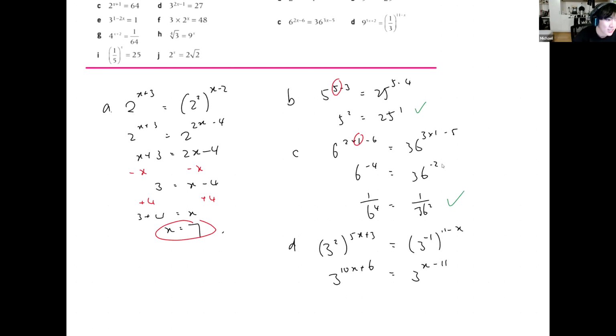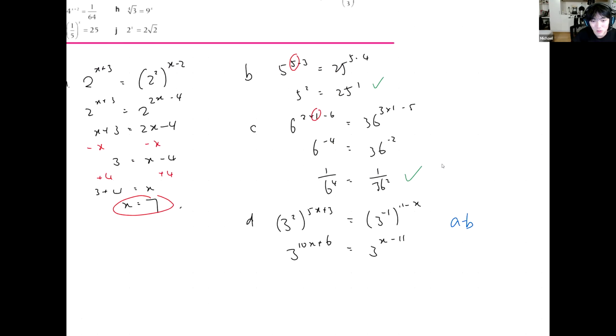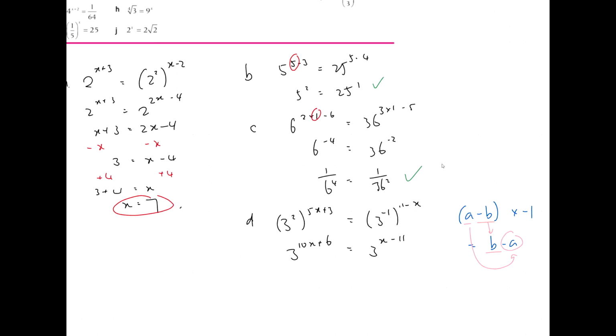Oh, quick tip here. If we have something in the form of a minus b and we want to multiply this by negative 1, this is simply b minus a. Okay, swap the order. Why is it true? Negative b becomes positive b, and positive a becomes negative a.